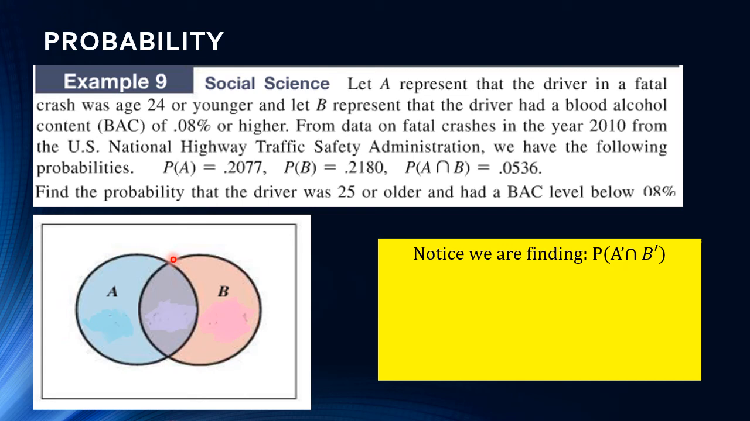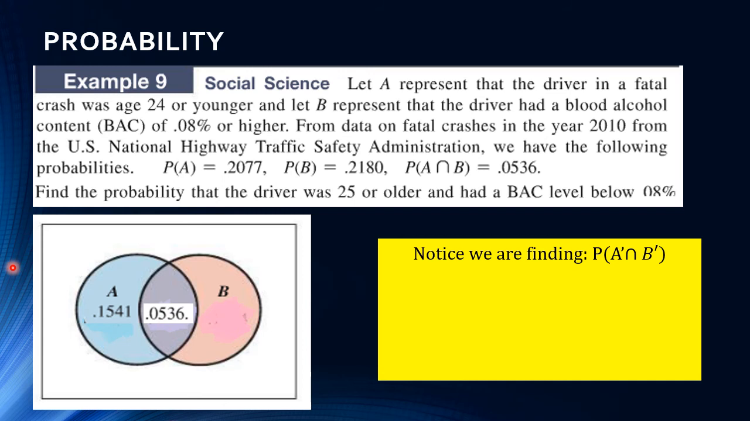Okay. Now, what we want to do is take the data that we were given. You probably just saw it slide down there, but we have to start in the middle. Notice the probability of B is the whole circle. The mistake that students often make is just making it this little crescent moon shape, but 0.2180 is all of B. So what is this little crescent moon shape? Well, it's 0.2180 minus this little wedge that's in here, 0.0536, okay?